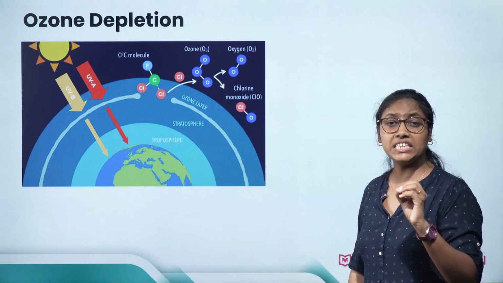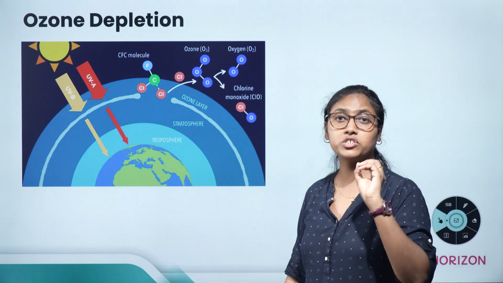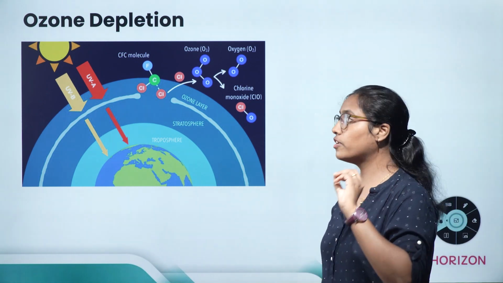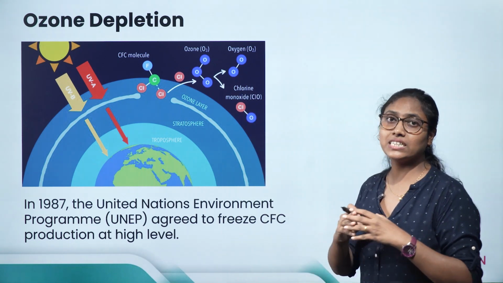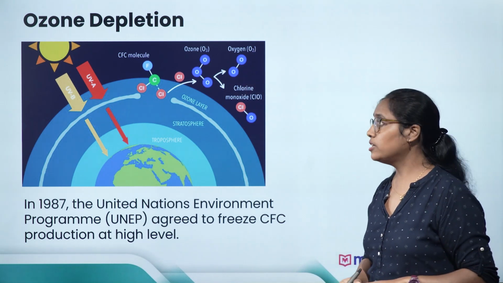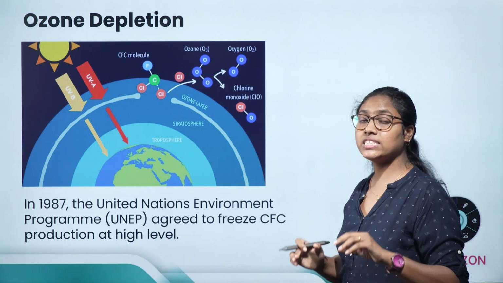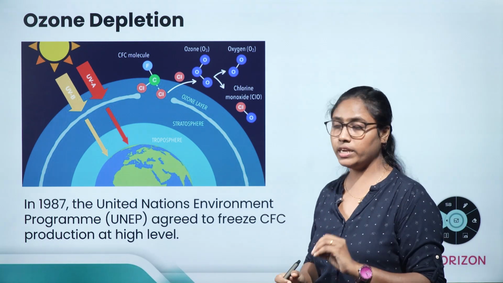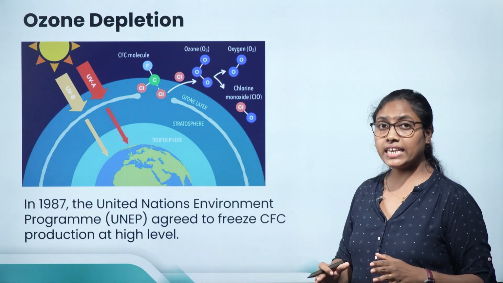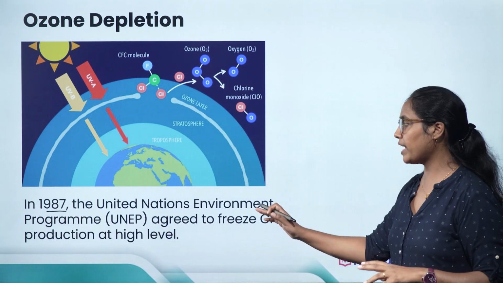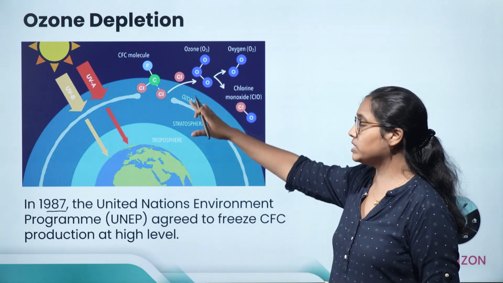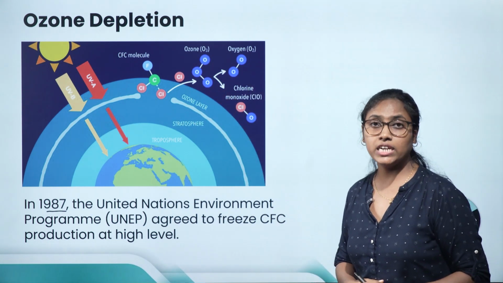The CFC that is produced on the earth's surface, which we use in our air conditioners and refrigerators, reaches the higher atmosphere, and there the chlorine breaks the ozone, splitting it into an oxygen molecule and a free oxygen atom. This is what the CFC does. Hence, CFC is very harmful for our ozone layer. During the 1980s, a lot of CFCs were emitted from industries. Hence, in 1987, the United Nations Environment Programme decided that CFC production has to be banned. This was decided to reduce the depletion of the ozone.